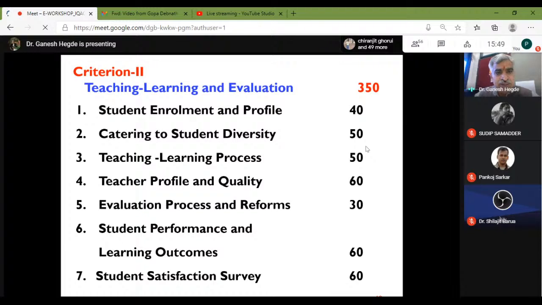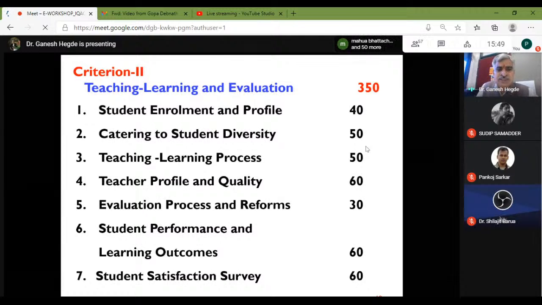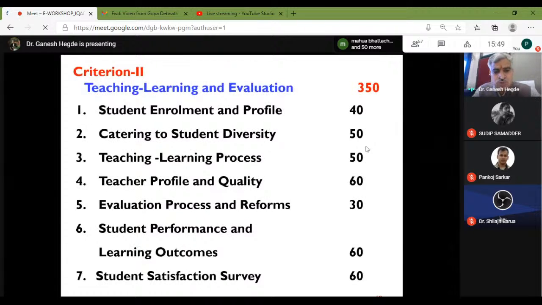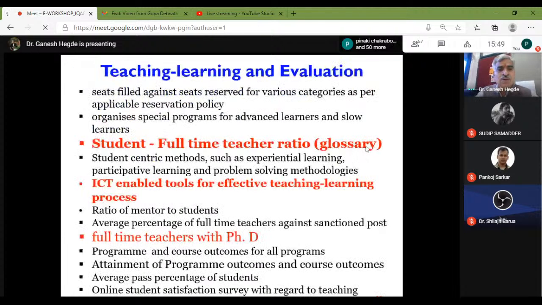The teaching-learning evaluation has 7 key indicators: student enrollment and profile, catering to student diversity, teaching-learning process, teacher profile and quality, evaluation process and reforms, student performance and learning outcomes, and finally the student satisfaction survey, which is online by NAAC. What is NAAC actually looking for here?